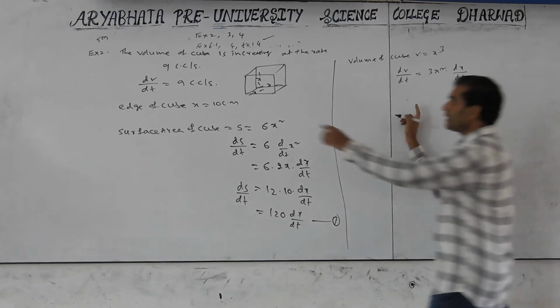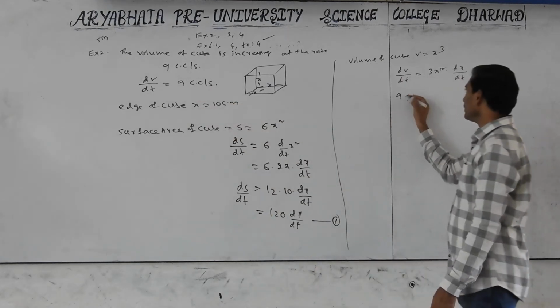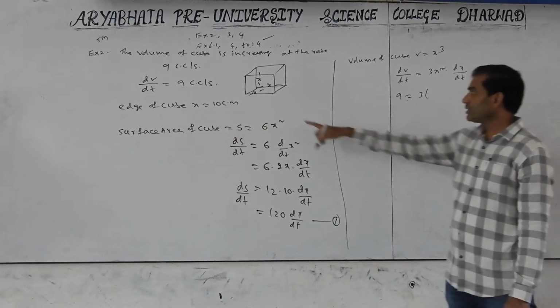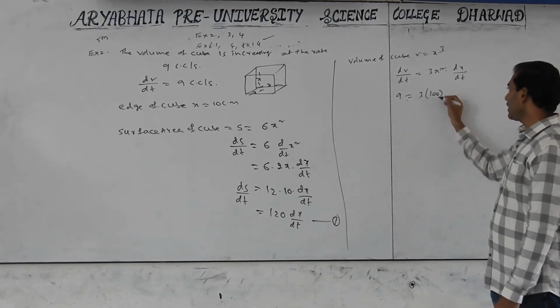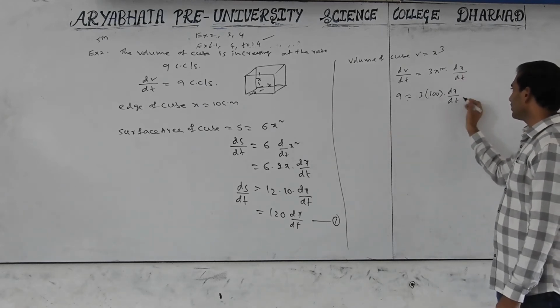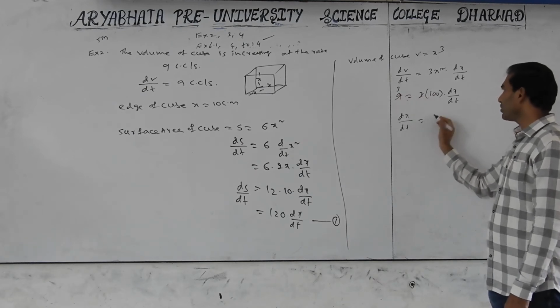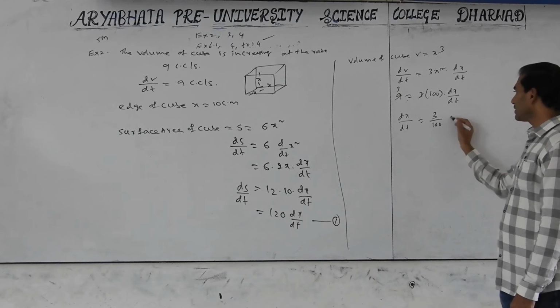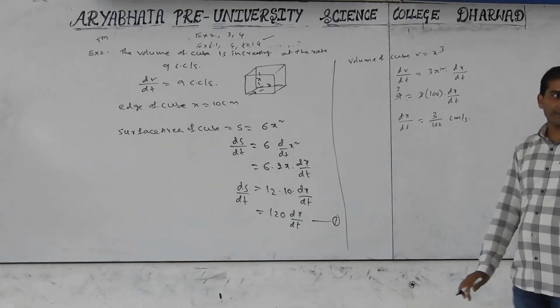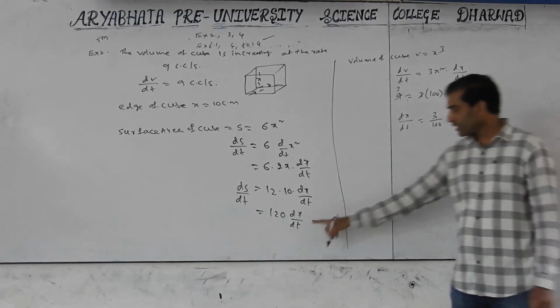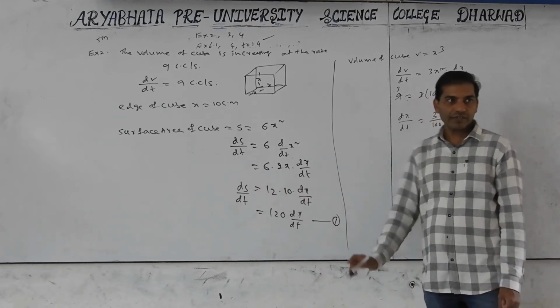Now dV by dt is 9, and x is equal to 10, so 10 square is 100 into dx by dt. This gets cancelled. So dx by dt equals 3 by 100 centimeter per second. Now substitute here, and we will get dS by dt.